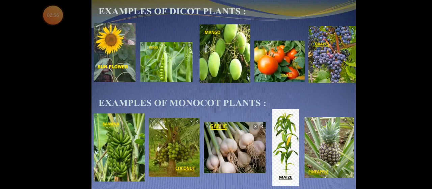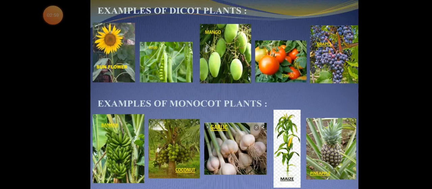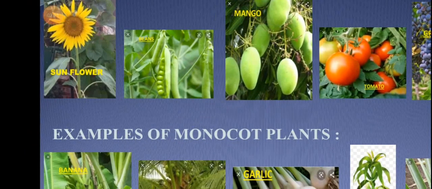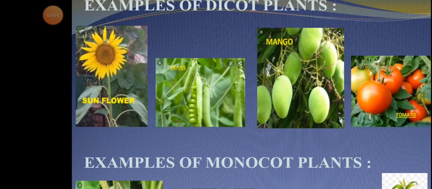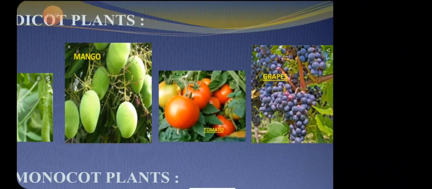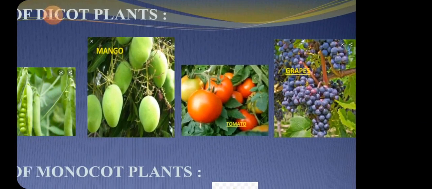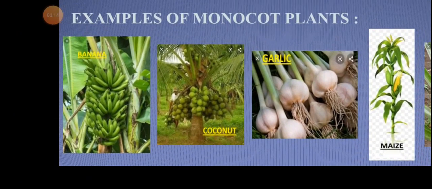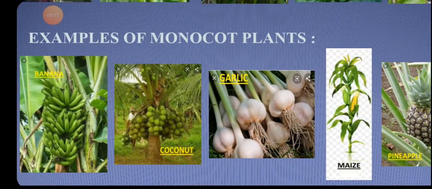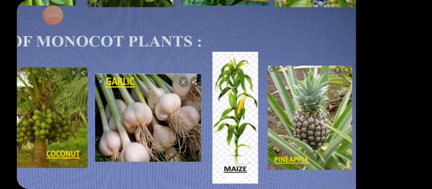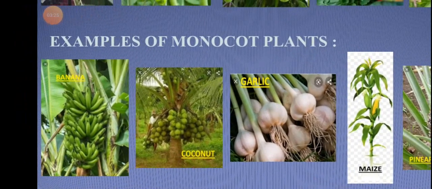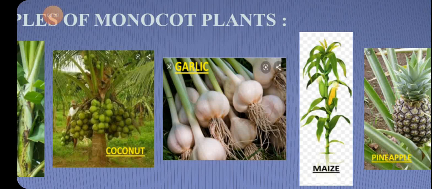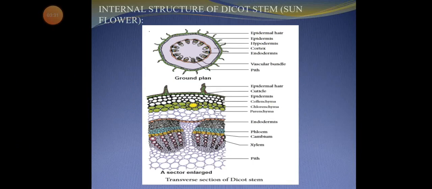Now we have to see some pictures of dicot and monocot plants. First, dicots: sunflower, pea, mango, tomato, grapes. These are some example pictures of dicot plants. And monocot plants also: banana, coconut, garlic, maize, and pineapple. These are some examples of monocot plants. Now we have seen the introduction to dicot and monocot plants.